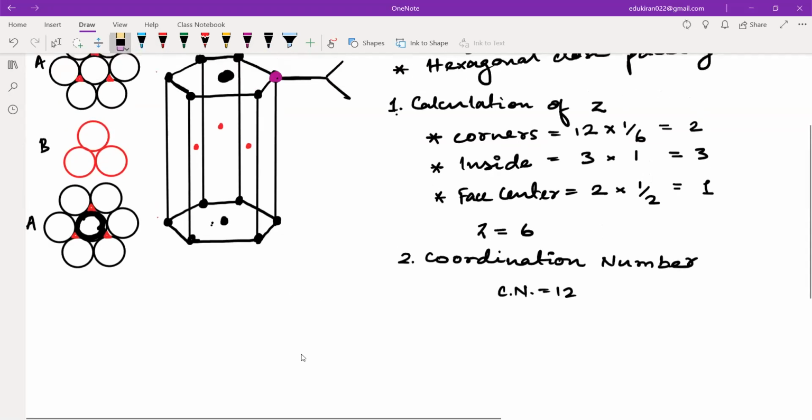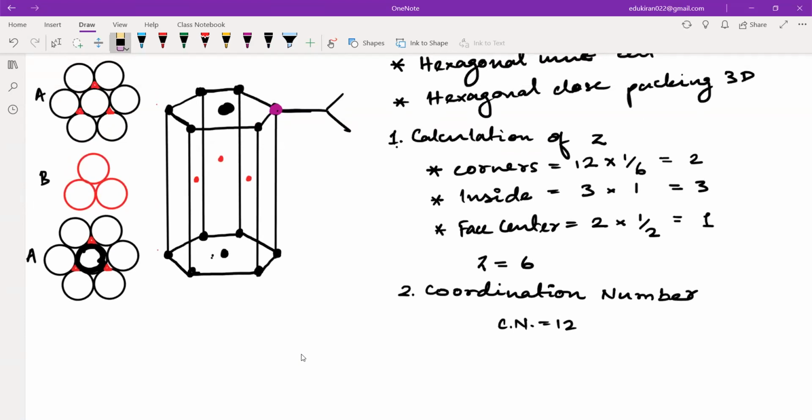So in this hexagon, the cell dimensions, that means the lengths of the edges that we have. You can define a length as A, a breadth as B, and a height as C, in this hexagonal unit cell. So the third thing is the cell dimensions.